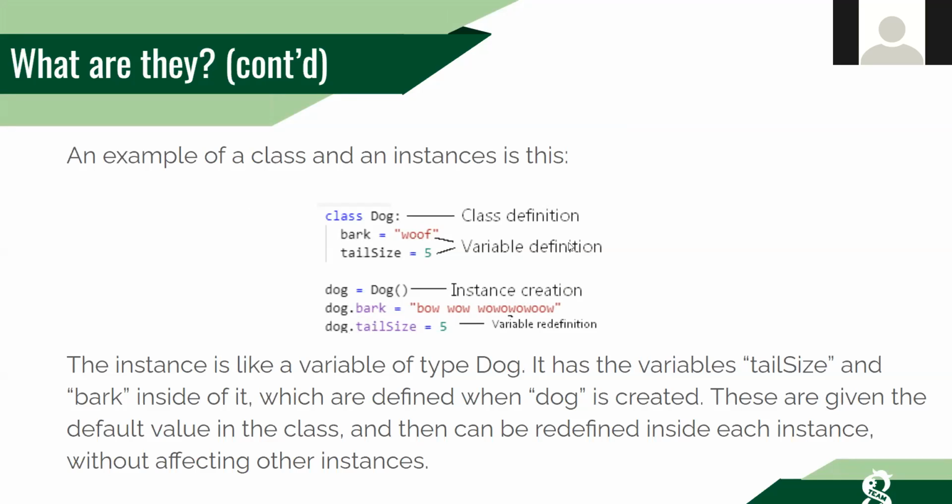So if I create another dog, its initial values will still be woof and 5, not bow wow wow wow and 5. So instances have their own set of variables, like local variables inside of a function, but every class has the same set of variables that are changed in each instance. So each instance is different, but they have the same set of variables inside of them.